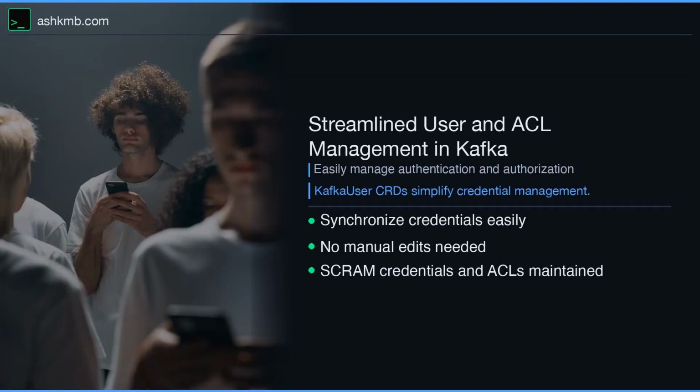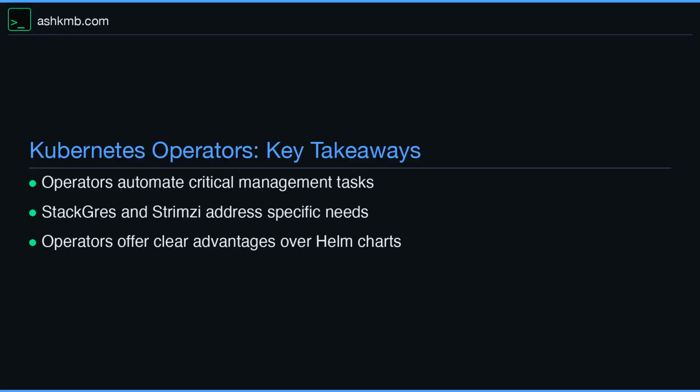Declarative configurations streamline user and ACL management in Kafka. Kafka user custom resource definitions allow for easy management of authentication and authorization, synchronizing credentials without the need for manual edits to broker configurations. In summary, Kubernetes operators automate critical management tasks, providing clear advantages over Helm charts.